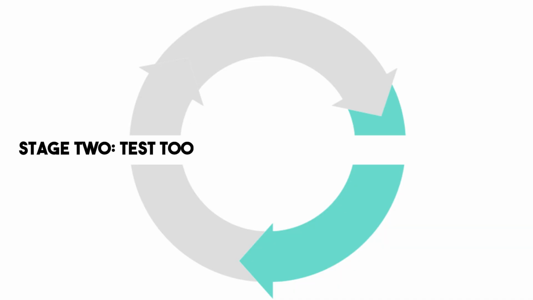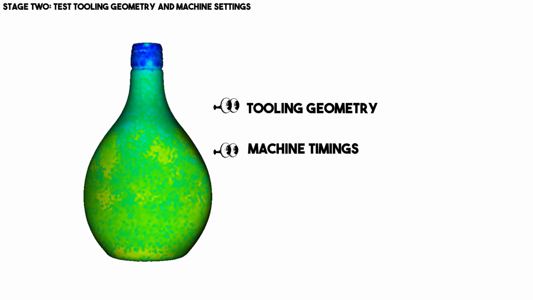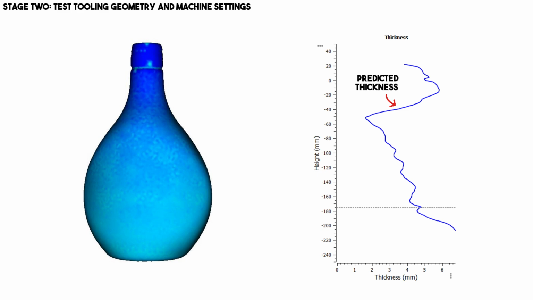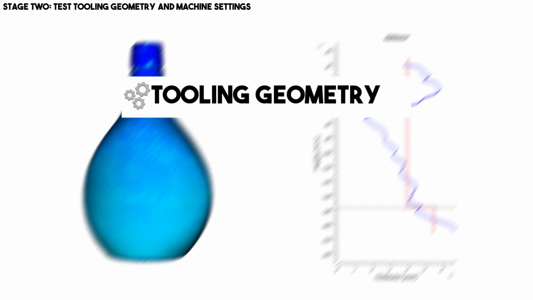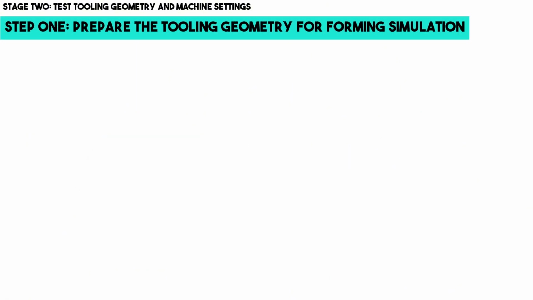Stage 2. Test tooling geometry and machine settings. In this stage, a forming simulation is performed to review tooling design and the machine settings used. The primary output for this simulation is a prediction of the thickness distribution for the bottle. Review the thickness distribution against the design thickness and make the necessary changes to the tooling geometry or machine settings if required. Let's prepare the tooling geometry.